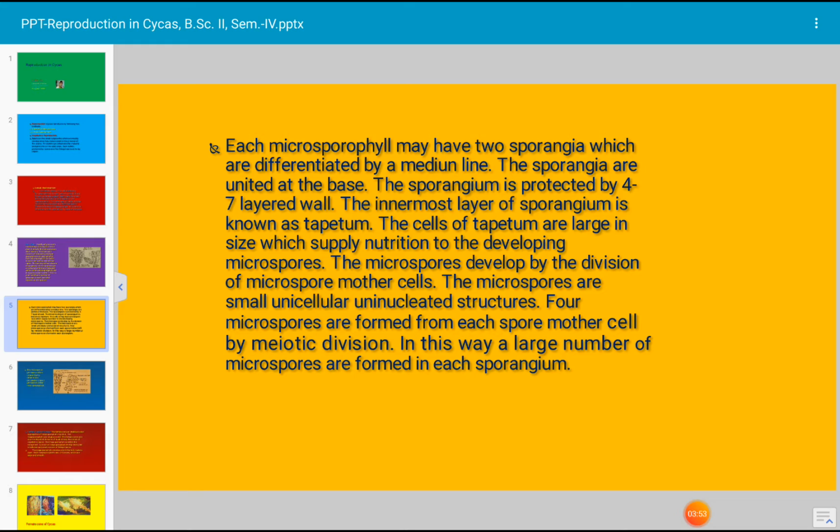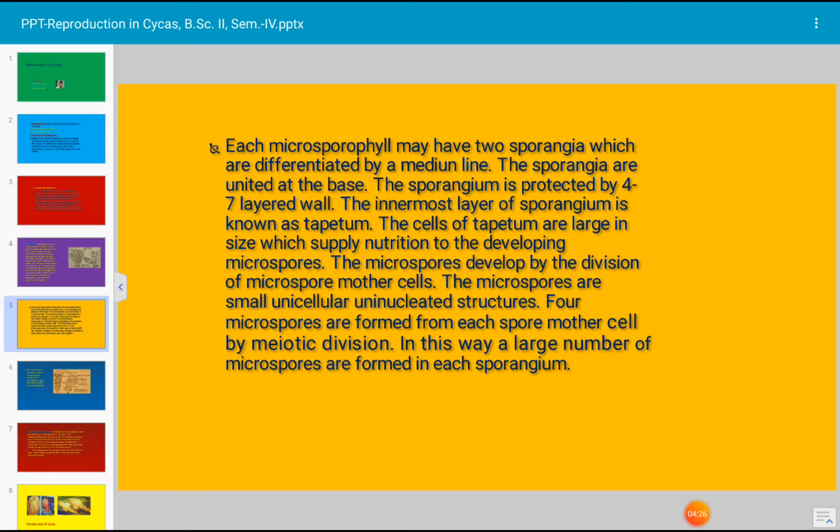The sporangium is protected by a four-layered wall, and the innermost layer of the sporangium is known as tapetum. The cells of the tapetum are very large in size, which supply nutrition to the developing microspores. The tapetum cells consist of large-sized nuclei. This is a nutritious layer. This supplies nutrition to the developing microspores.